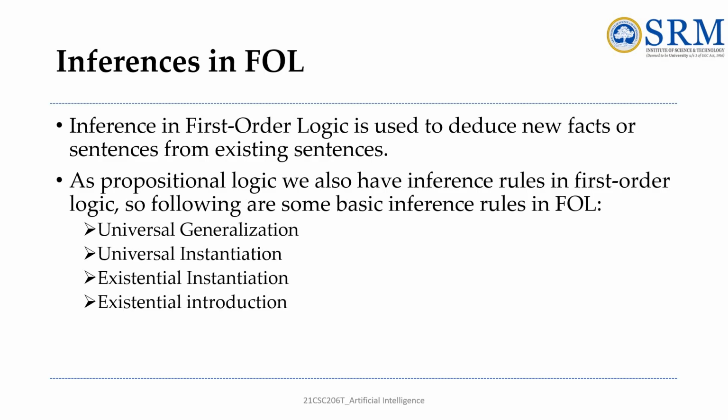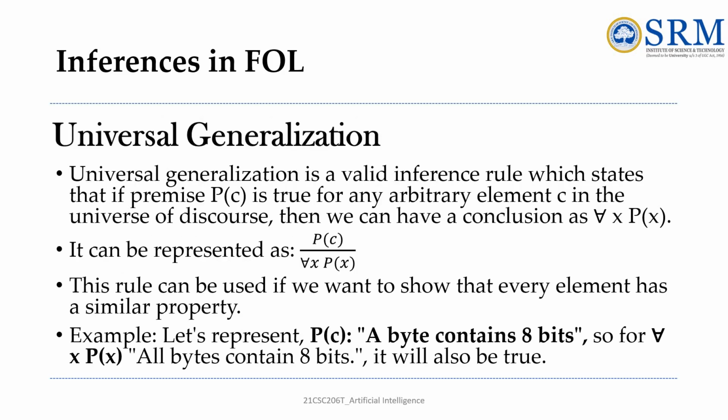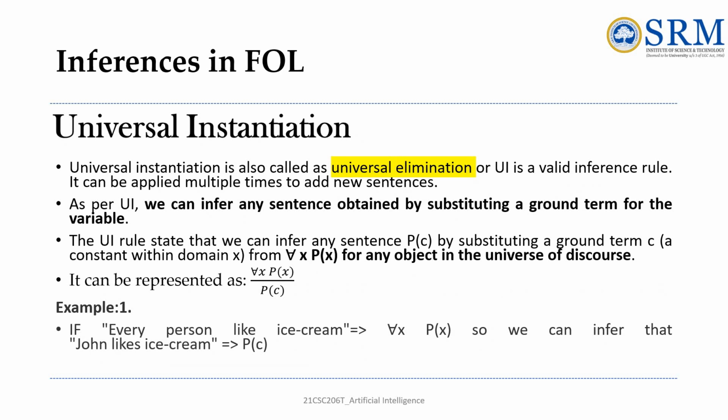So here we have some inference rules which include universal generalization, universal instantiation, existential instantiation, and existential introduction. First, universal generalization: if something is true for a specific individual, we can generalize it under certain conditions. And then universal instantiation: if something is true for all, it must be true for anyone.